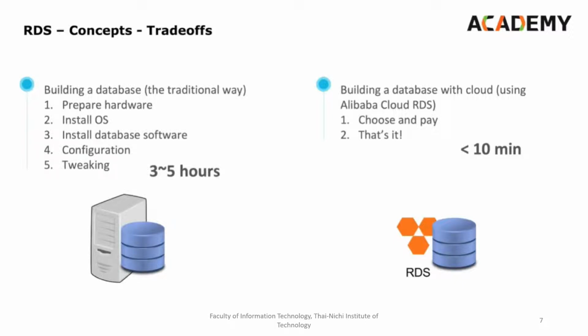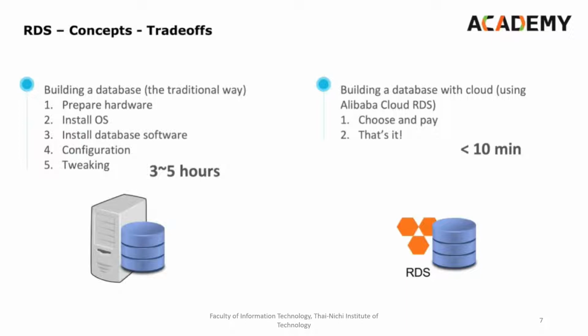So in this RDS concept, we have the trade-off of building the database the traditional way. We need to firstly prepare the hardware. Firstly, we need to get a server, and then we need to install the operating system, and then in that operating system we need to install the database software, maybe MySQL or whatever it is, and then we have to configure, and after configuration we need to do the tweaking, that is to make the database available to the scope of the application.